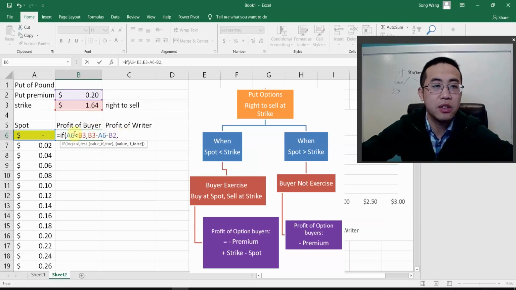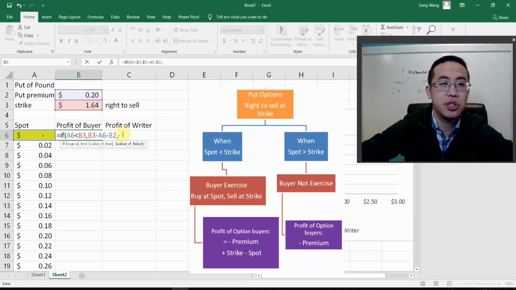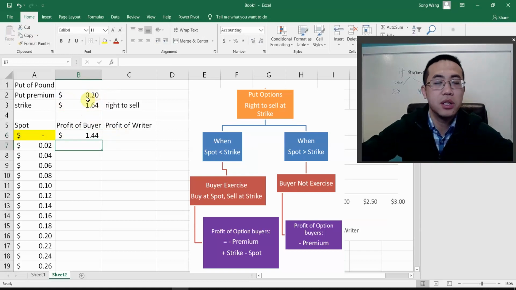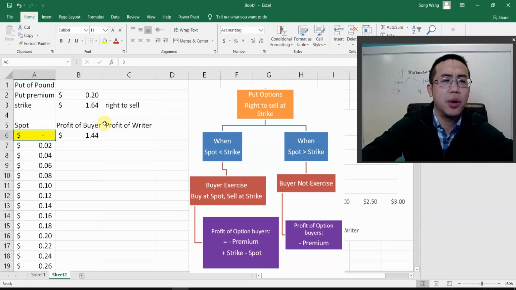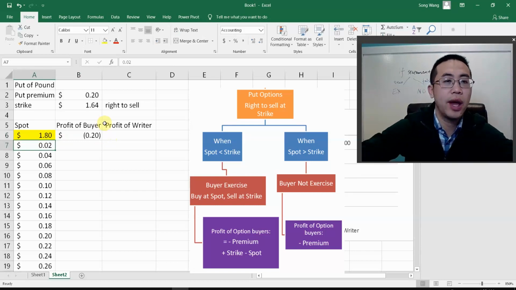And if the spot rate is not lower than that, then the other outcome would be the put option buyer chooses not to exercise it, and they will just suffer a loss of the premium. Okay, so at net level, the put option buyer has this much of a profit when the spot rate is 0. So if I change the spot rate to a high number, let's say 1.80, what happened?